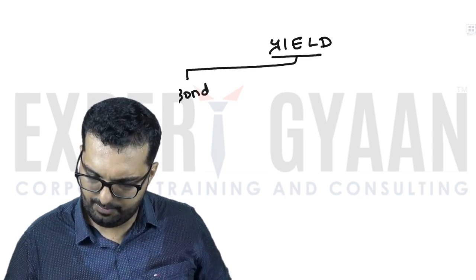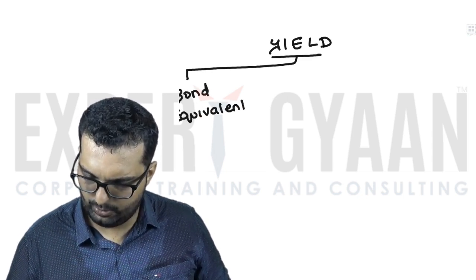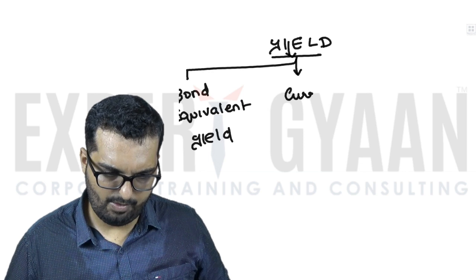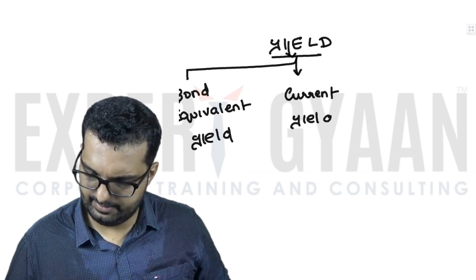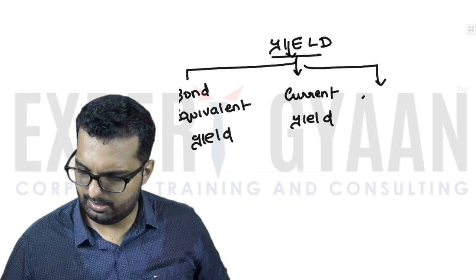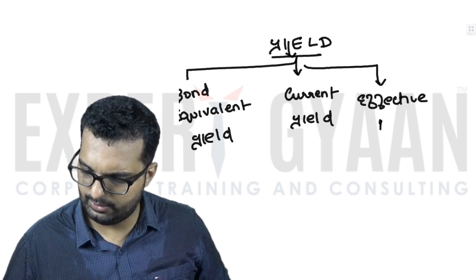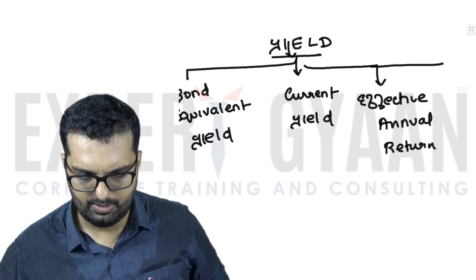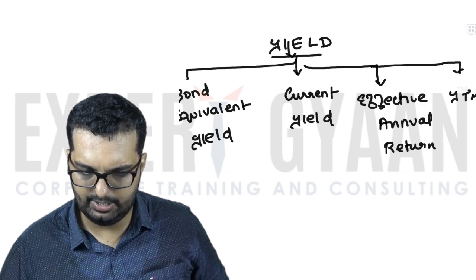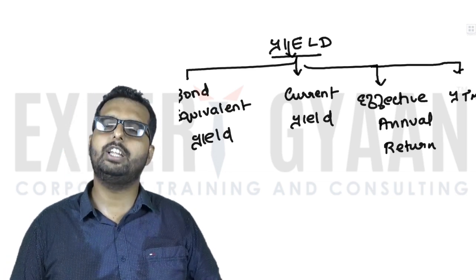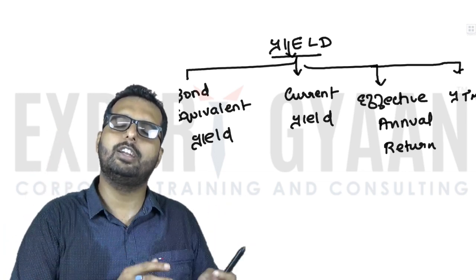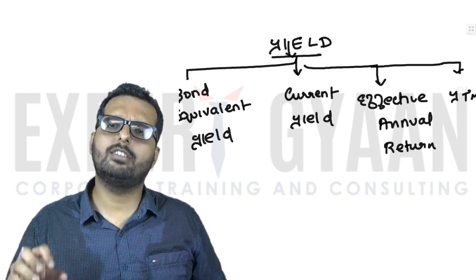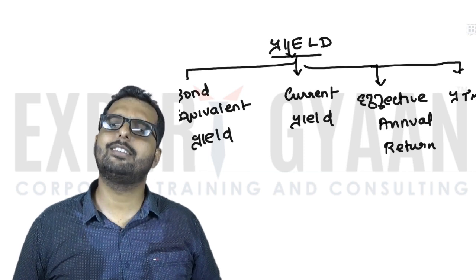First one is called bond equivalent yield. Second one is called current yield. Third one is called effective annual return. Then we have a fourth one, which is yield to maturity. Yield to maturity is again of 2 types. One is after considering time value of money and the other one is without considering time value of money. Now let us learn the logic of each one of these separately.